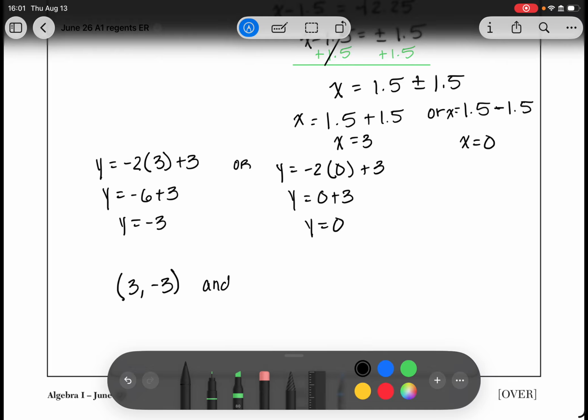And we have, when x equals 0, y equals 0. So we have 0, 0. So we're just putting those values together. Sorry, not 0. It should be 3. Good thing I caught that mistake. Calculator would have caught that for me, but I caught it myself.